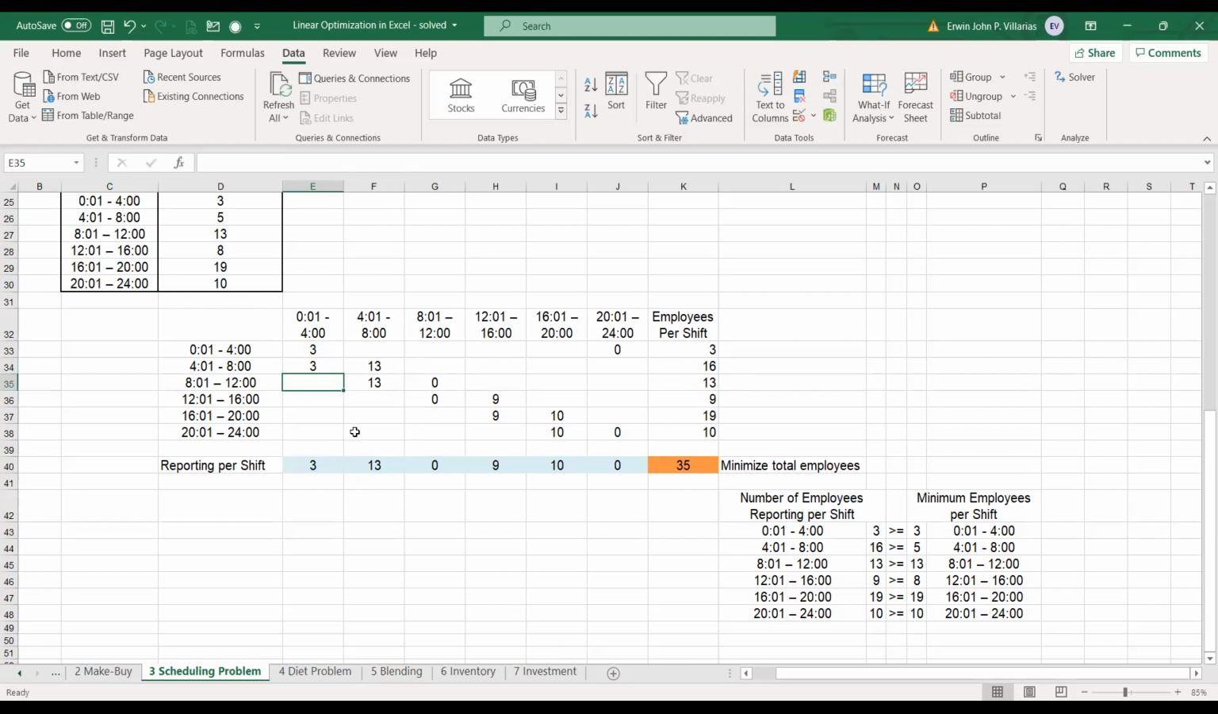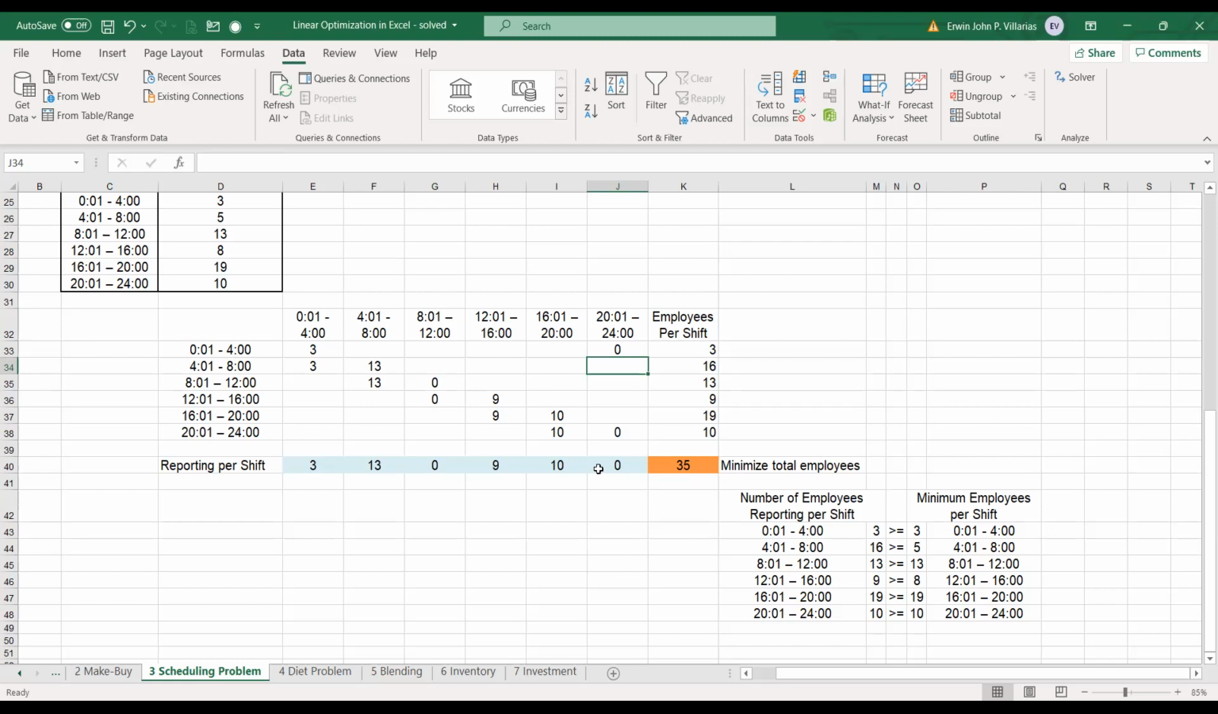What Erwin did is correct. However, this might cause confusion. The one in E32 is equal to E40, but the one in E34 is equal to E33, so there is a danger that this might become circular. That can happen, but it turns out Erwin's solution is okay, which is very good. So you have your decision variables there.